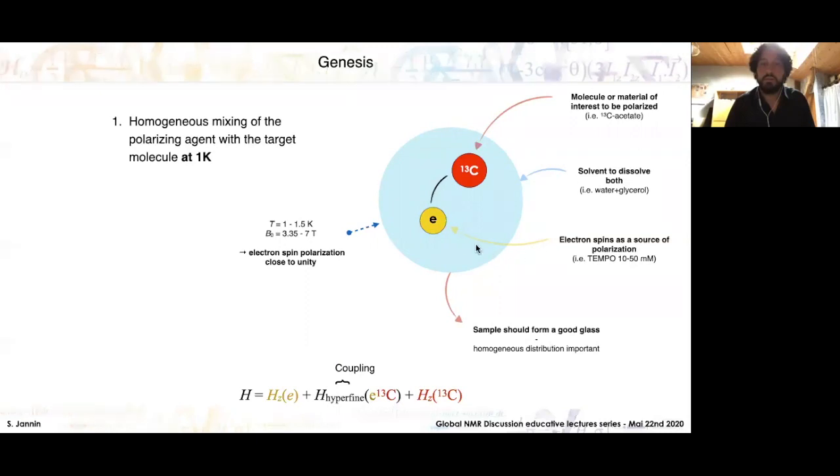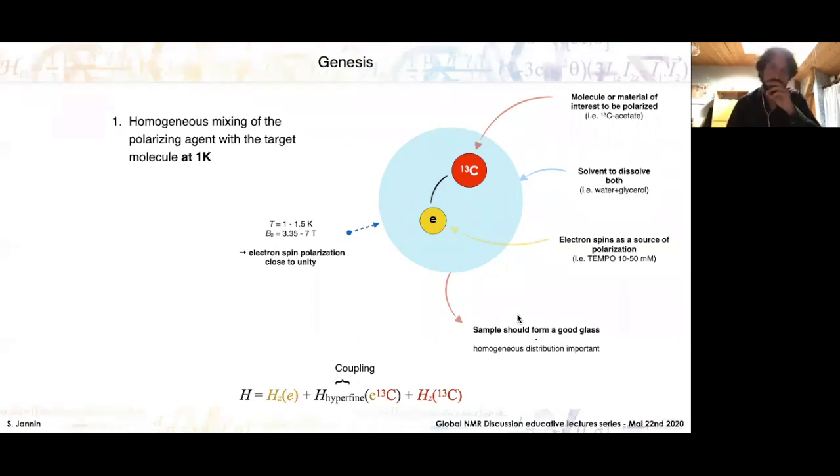And you add electron spins at a concentration which is typically 10 to 50 millimolar. And sometimes you need to add a glass-forming solvent, for example, water-glycerol, which is well known from the solid-state DNP community, what we call DNP juice. And when you freeze that mixture, it should form a good glass. And this will usually ensure that you have a good distribution of the electrons and the molecules of interest.